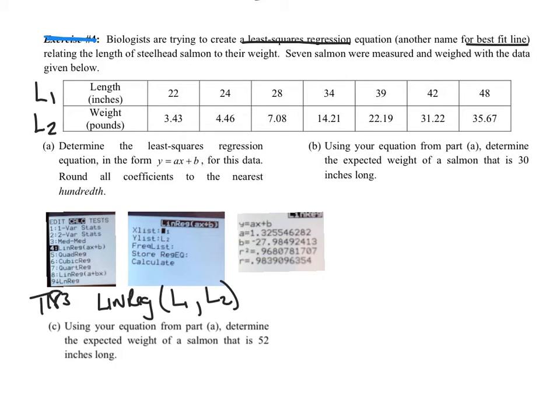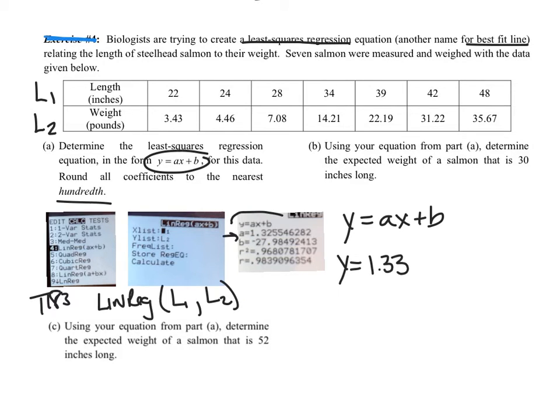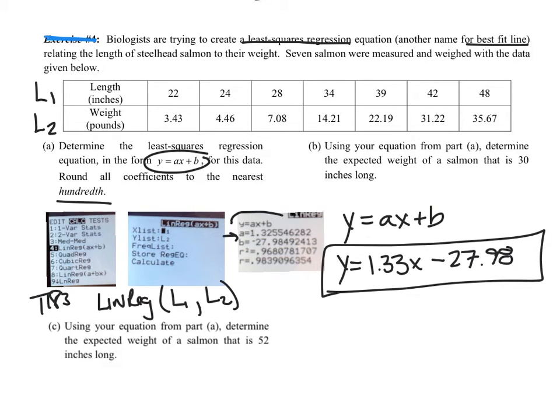Now, this is very simple. You're going to write the equation. At the top of the screen, it gives you the equation. Y equals ax plus b. Copy it down. Then you copy the a value in, and it'll tell you what to round to. In this case, it says nearest hundredth. So y equals 1.33x plus my b value, which is negative 27.98. And there you have it. You are done. You have rounded the coefficients to the nearest hundredth.